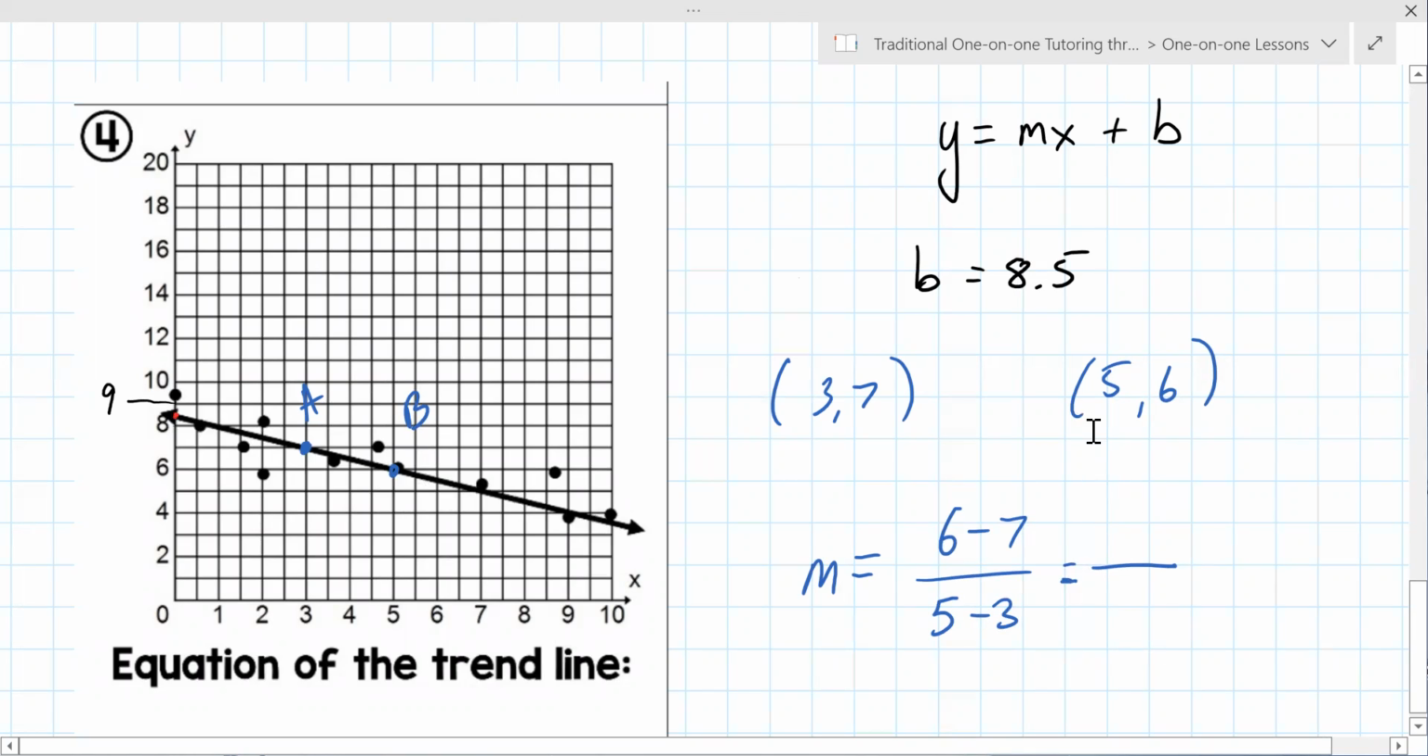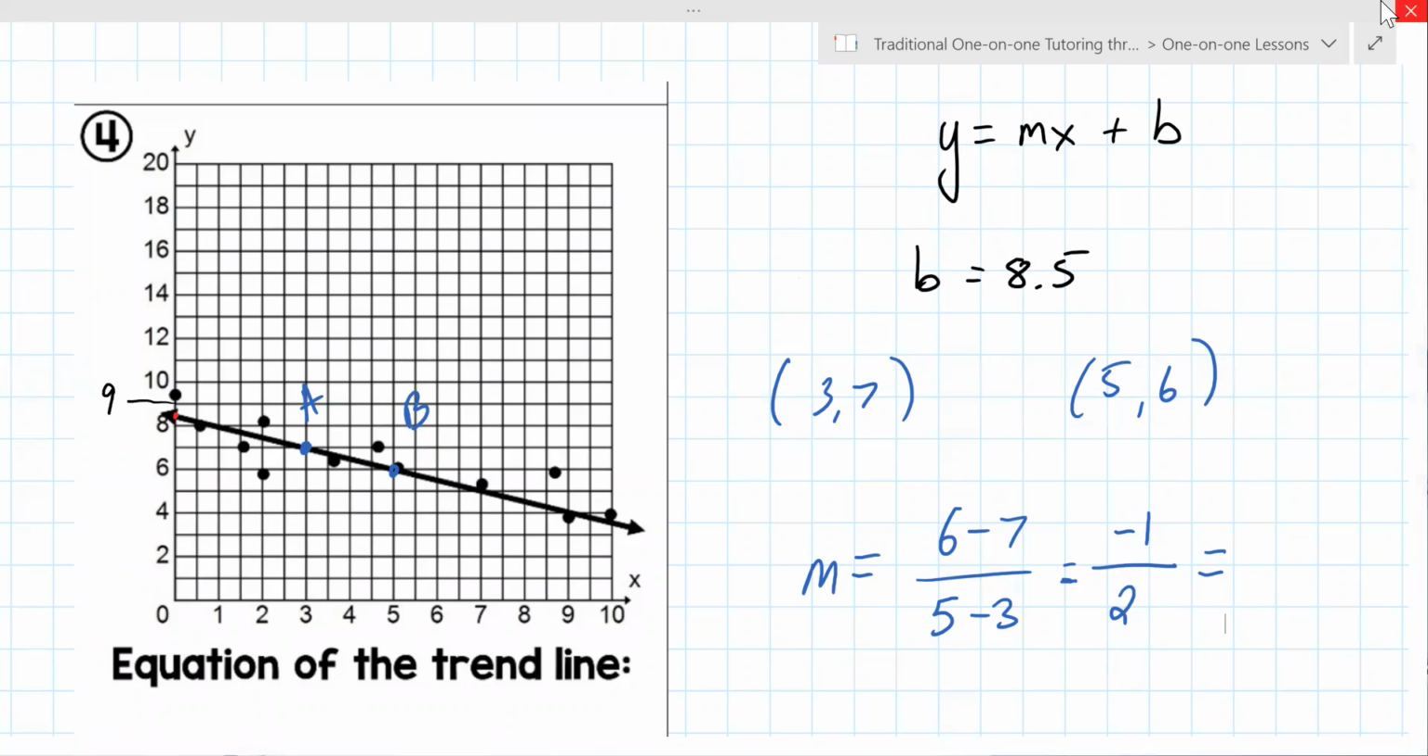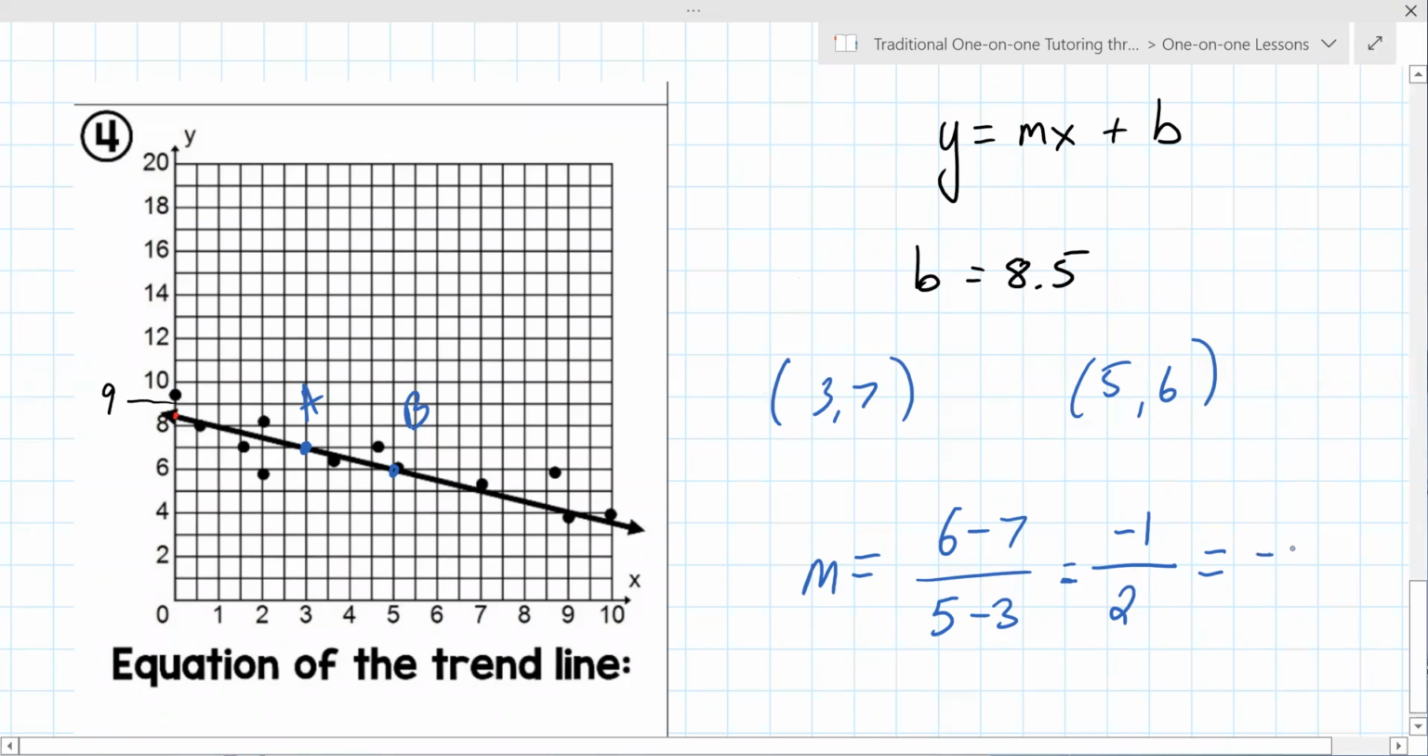Oh, so -1/2. -1 over +2, yeah. Or -1/2. As long as you have these numbers right, that's good enough. Okay. Now, do you remember how to write this as a decimal? As a decimal. No. Okay. So this is -0.5.